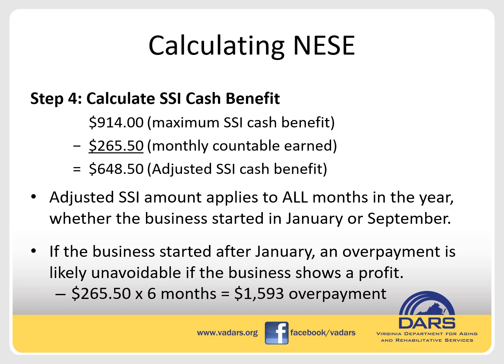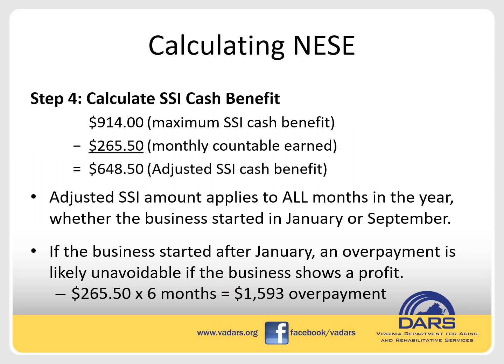After all those deductions are applied, Social Security is going to take the base maximum SSI cash benefit that she had been receiving. So we all know that that's $914 per month in 2023, and deduct from that $265.50. That's the remainder of the countable monthly net income from self-employment that we've determined after all those deductions are applied. And that leaves a remainder of $648.50, and that's the adjusted SSI cash benefit, okay?